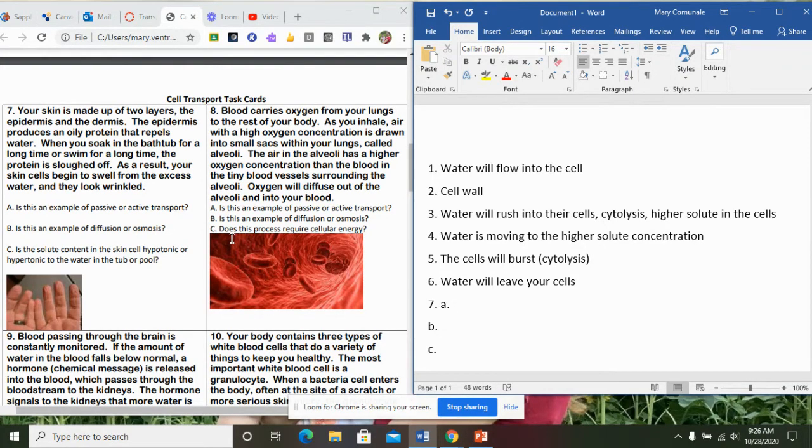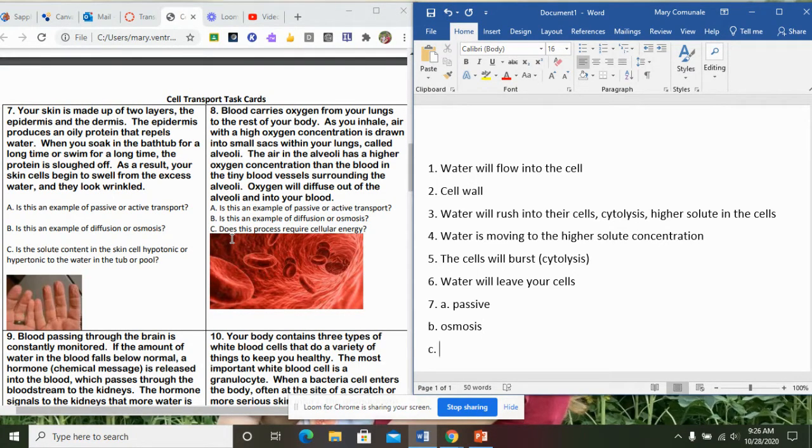Well, this is going to be passive transport. It doesn't require any energy for this to happen. Water is just moving on its own. It's chasing the higher solute concentration, and since that protein is no longer there to protect your skin, water can then move in. Is this an example of diffusion or osmosis? Because we're talking about water movement, we're talking about osmosis.